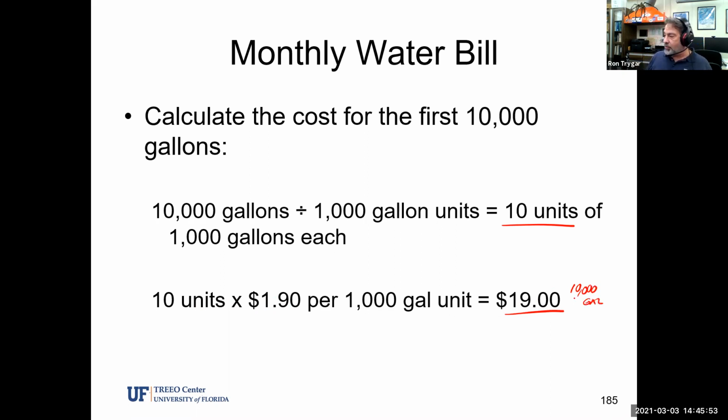Okay. And so far, if we use exactly 10,000 gallons a month, and that's our rate structure, then we're going to pay $19 a month. But now we know that it's actually more than that. We used, I think, 17,000. So we're going to have to figure out what that difference is, the higher rate.